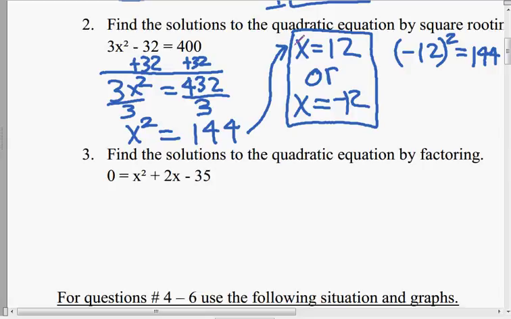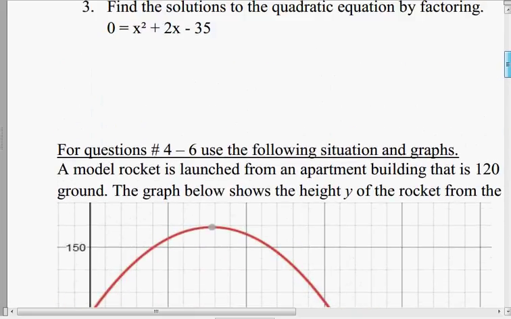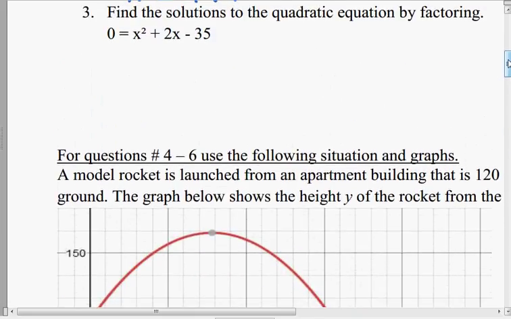Question 3. Find the solutions to the quadratic equation by factoring. When we have factors, when we have two things in parentheses, we can say that either of those is equal to 0. When we have it equal to 0, one of the things we multiply has to equal 0. So you're looking for something like that.